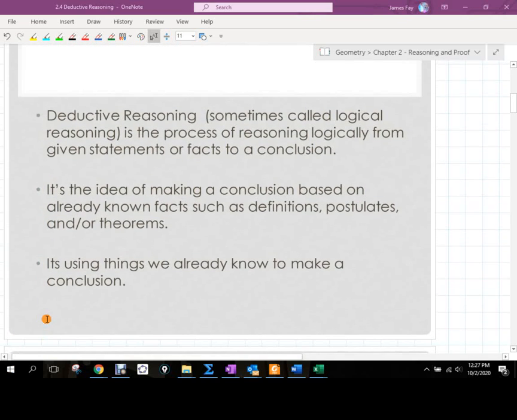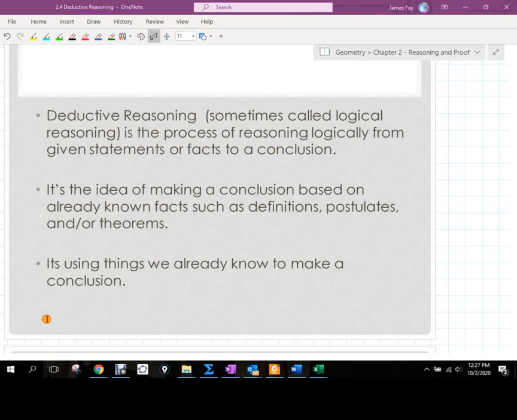If I go like 2, 4, 6, 8, what's the next number going to be? 10, and then 12, right? So you're using that pattern to make a judgment about what's going to happen next. That's called inductive reasoning, okay? But deductive reasoning, by definition, sometimes called logical reasoning, is the process of reasoning logically from given statements or facts to a conclusion, okay?